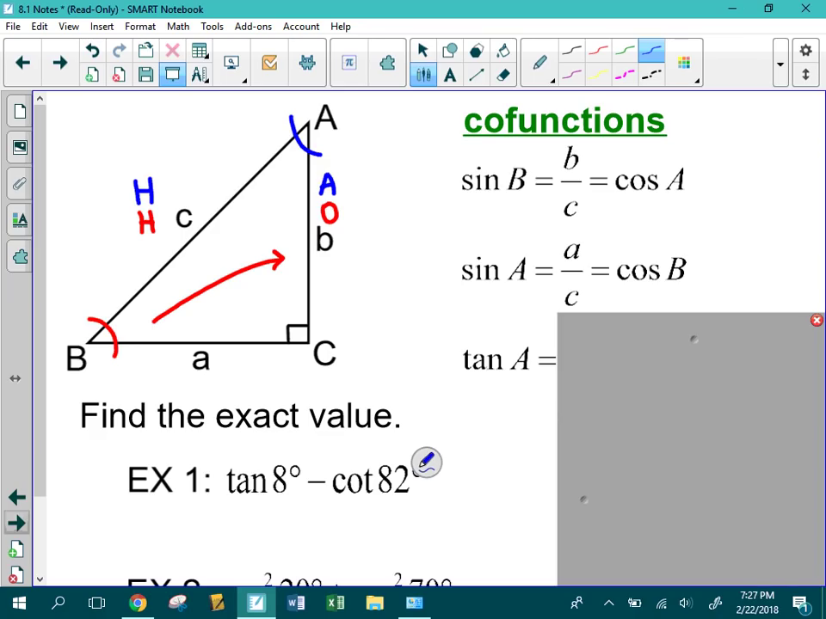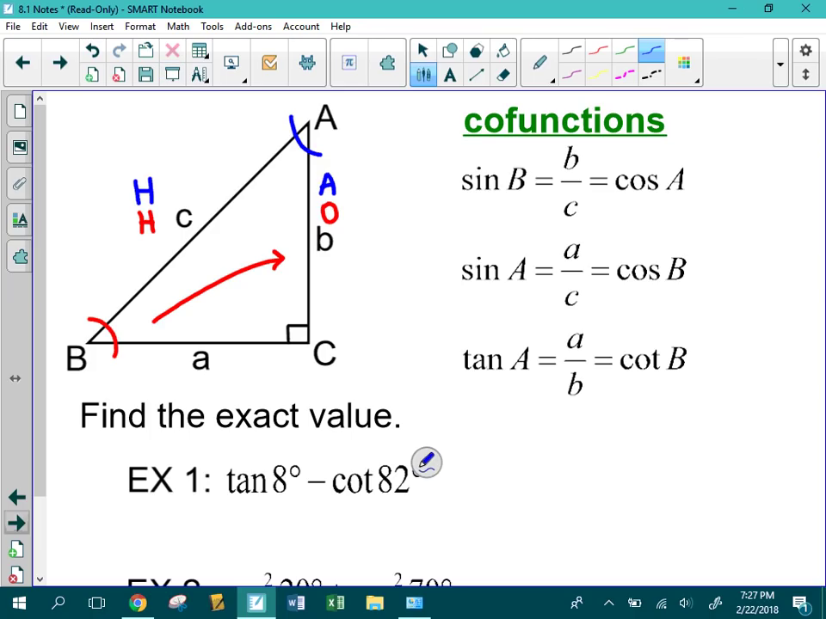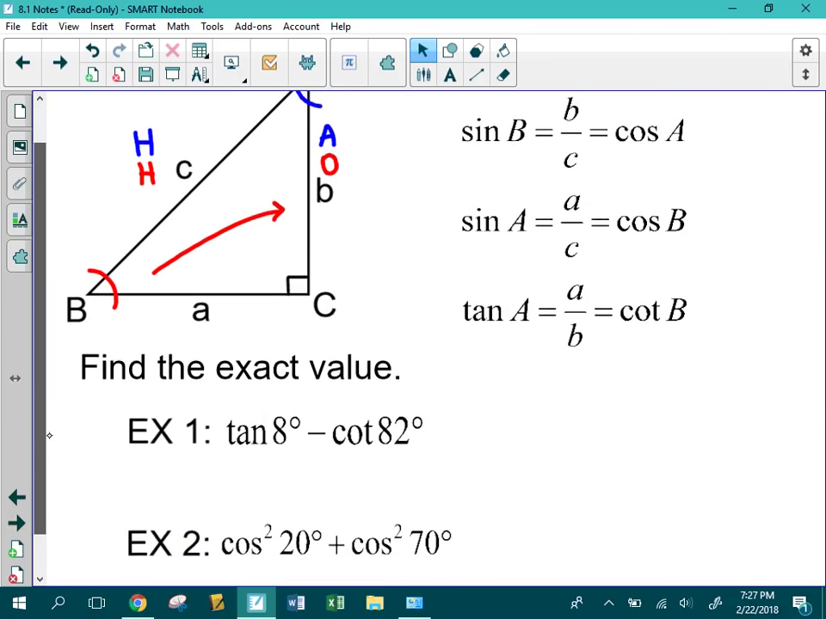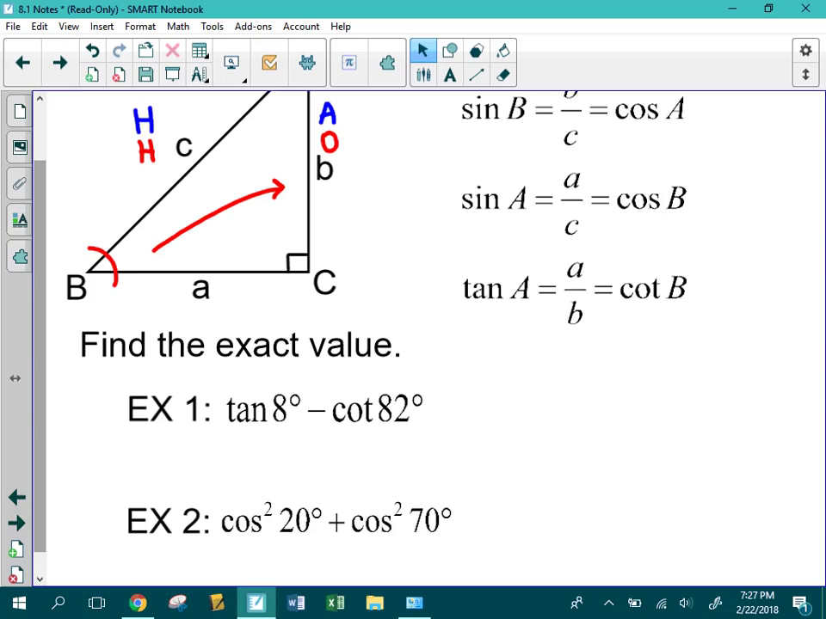If we think about tangent, tangent's cofunction is cotangent. So the tangent of A, again, opposite over adjacent, so that would be a over b, that's going to be equivalent to the cotangent of B. Remember, cotangent is basically, we said it was x over y, tangent is y over x. So that would be the case. And if tangent is opposite over adjacent, then cotangent is adjacent over opposite. So you could look at it that way.